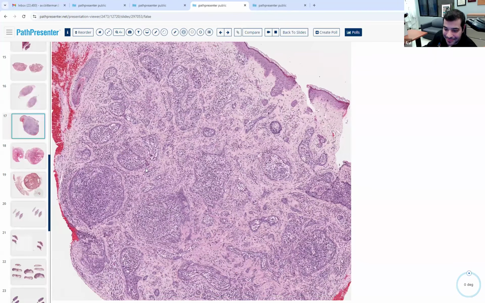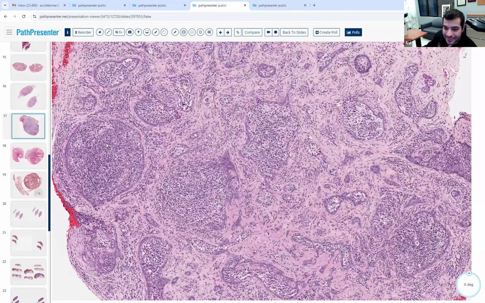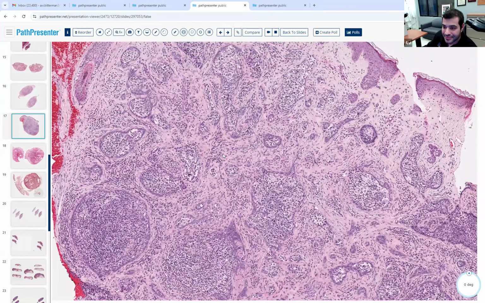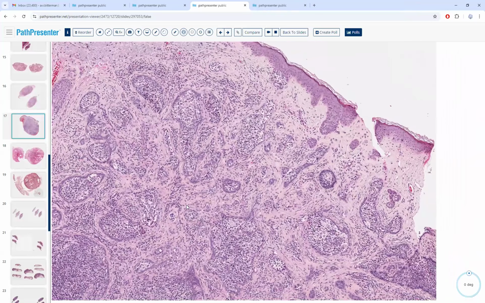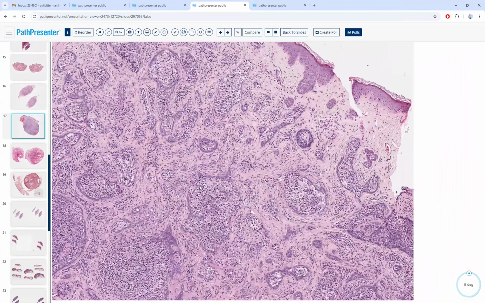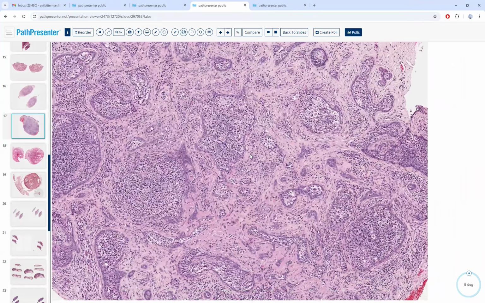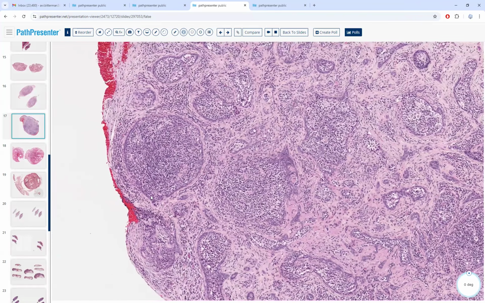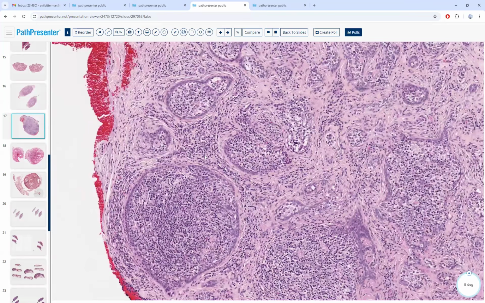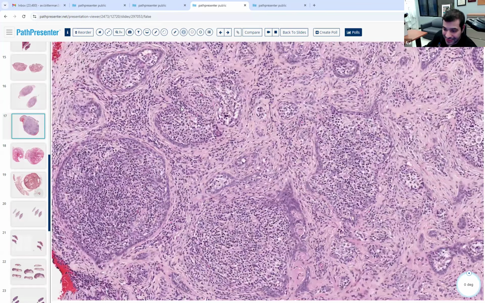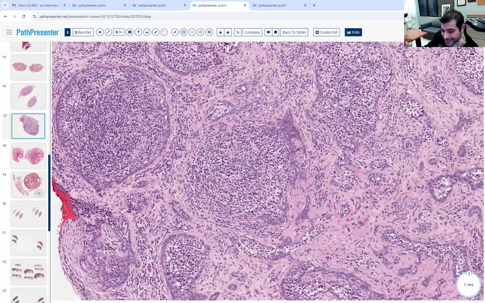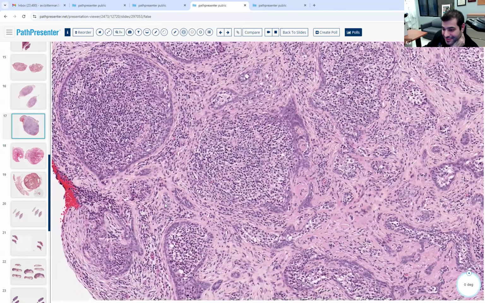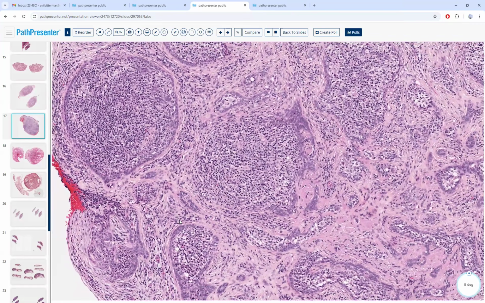Well, what do you see? So there's obviously a dermal tumor, and those cells, as opposed to what we were looking at before, don't look so much like keratinocytes. Okay, what cells are you seeing? It kind of just looks like lymphocytes.